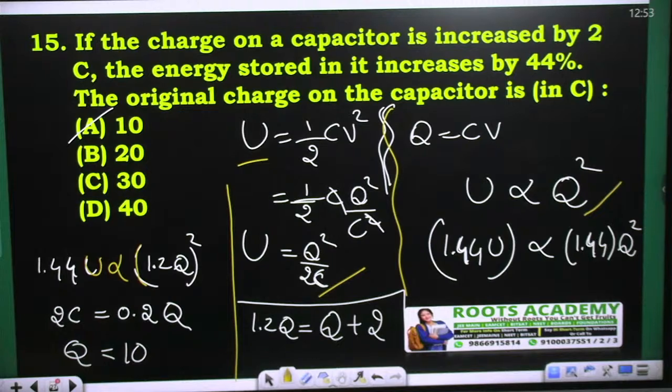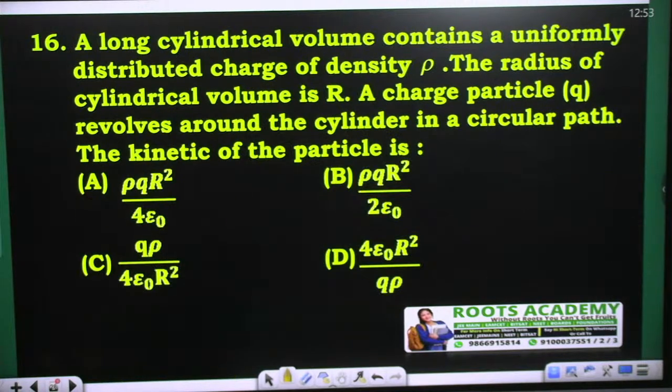Next question. A long cylinder volume contains a uniformly distributed charge of density rho. The radius of the cylinder volume is r. A charged particle q revolves around the cylinder in a circular path. Find the kinetic energy of the particle.